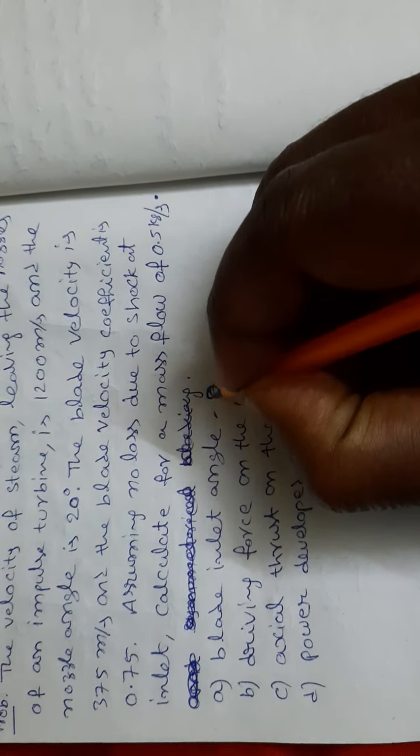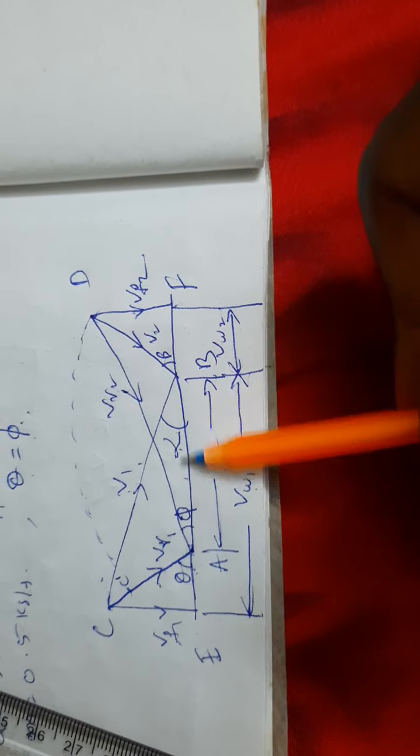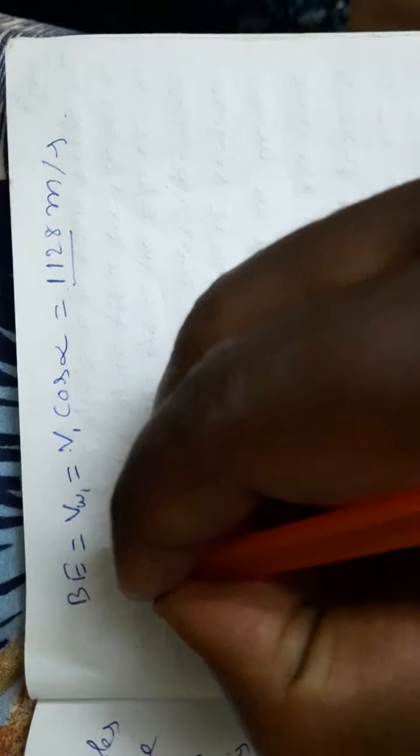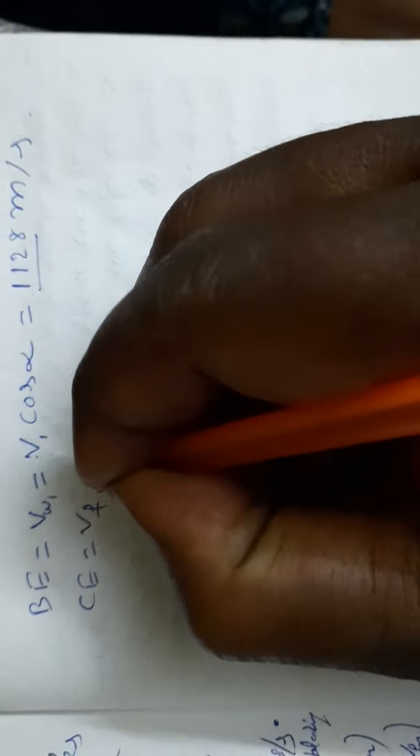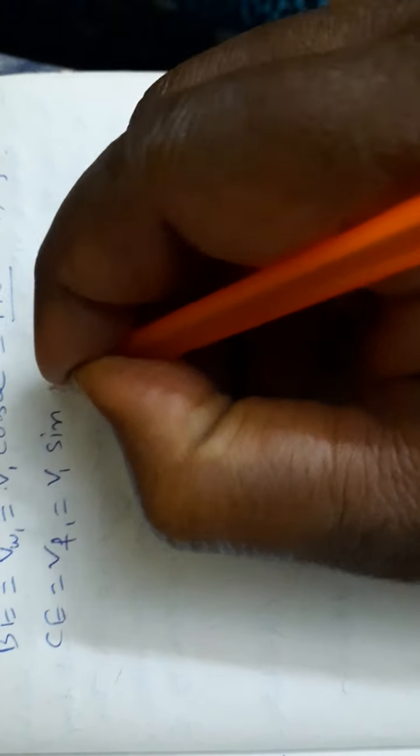Now we can calculate the flow velocity. How are we calculating the flow velocity? From inlet velocity triangle CEB, we can apply sin alpha equals VF1 by V1. So we require VF1, which is equal to V1 sin alpha. After some calculation, it is 410.4 meters per second.